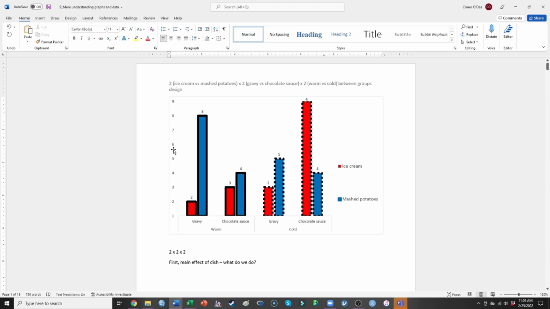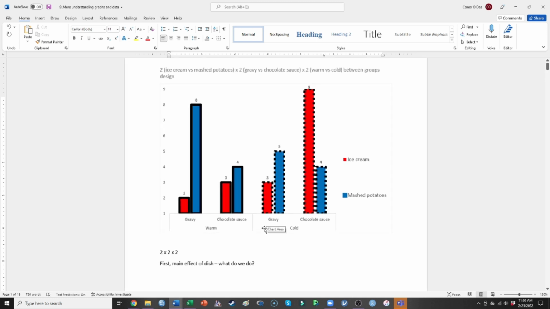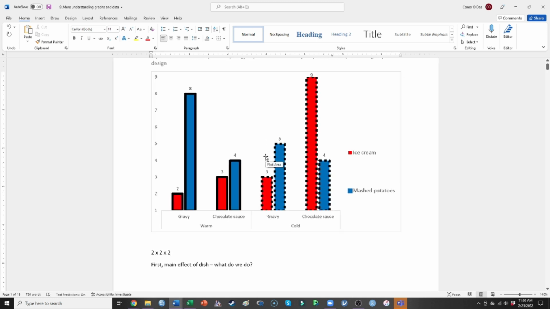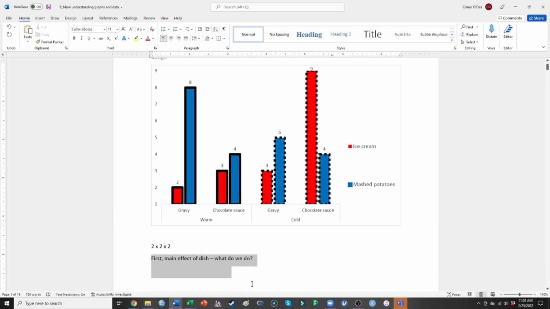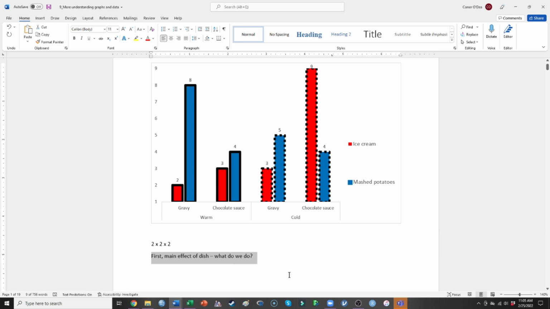I've also noted here that in the warm conditions there are solid outlines, in the cold conditions there are dotted outlines. And I think that this is really important to better understand these interactions because now you can see what it looks like when we collapse across these conditions. So first, I'm interested in understanding, is there a main effect of dish? Again, a main effect means that all I care about is the difference between the two dishes, in this case, ice cream versus mashed potatoes.